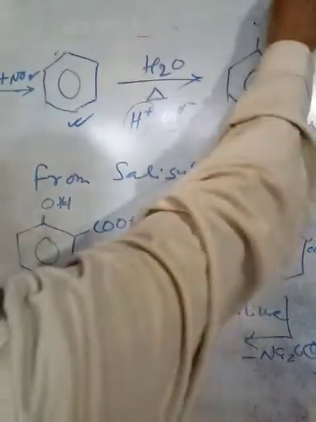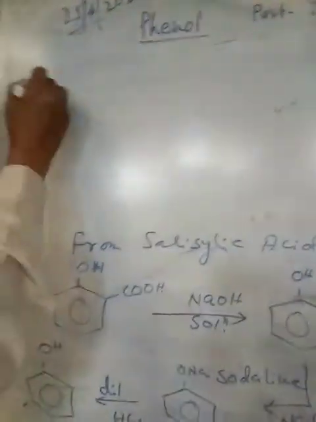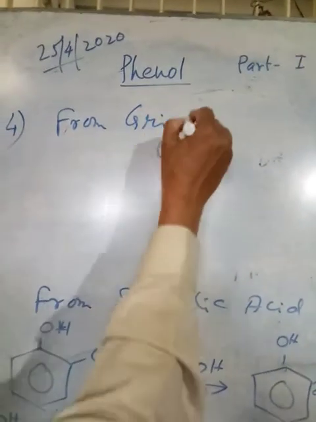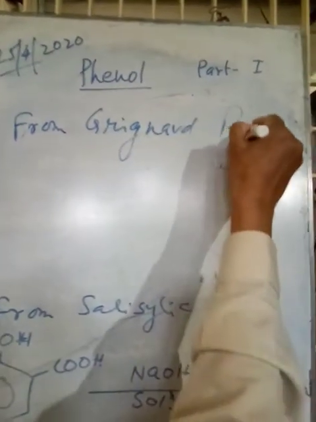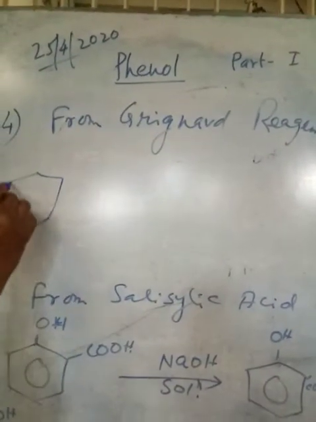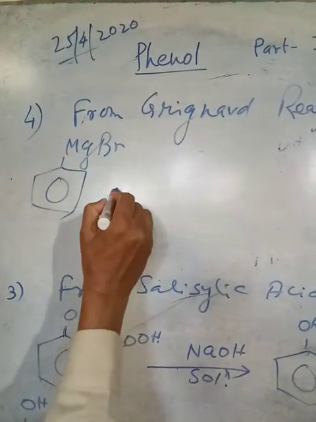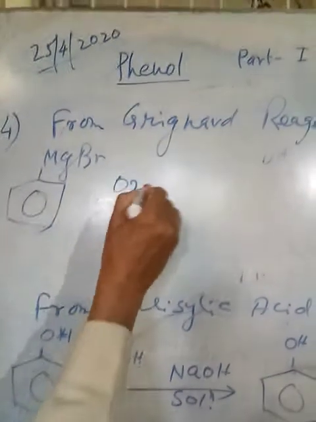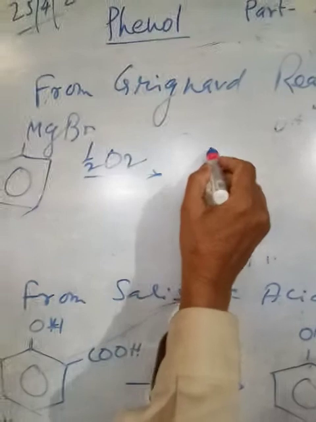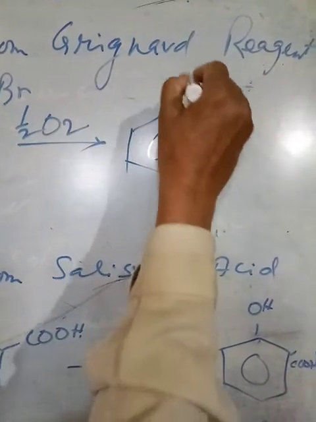Number four, from Grignard reagent. This is a very important compound, Grignard reagent. If you take an organometallic compound C6H5MgBr and it is oxidized by air, half of an oxygen molecule will be attached, giving C6H5OMgBr.